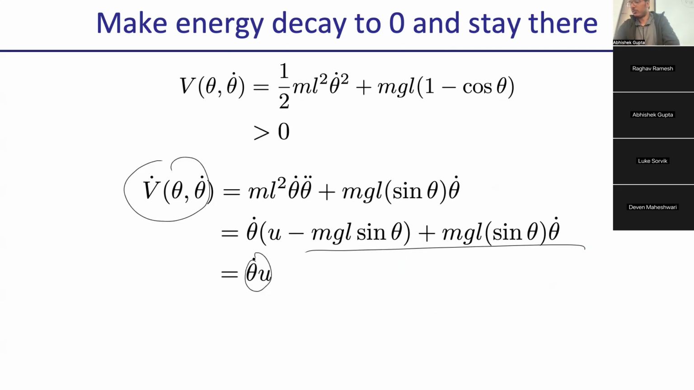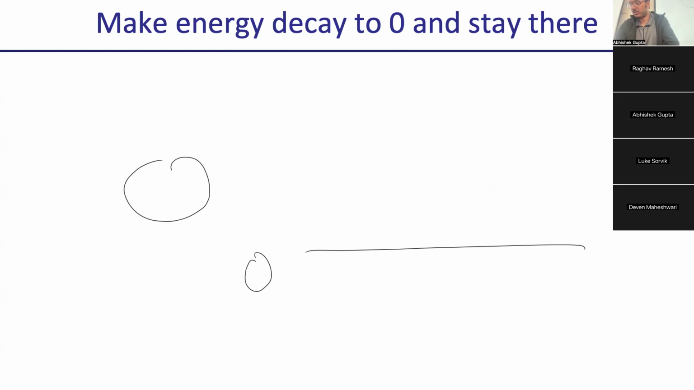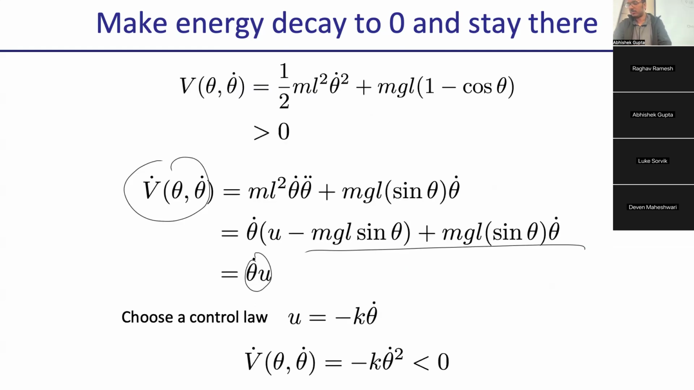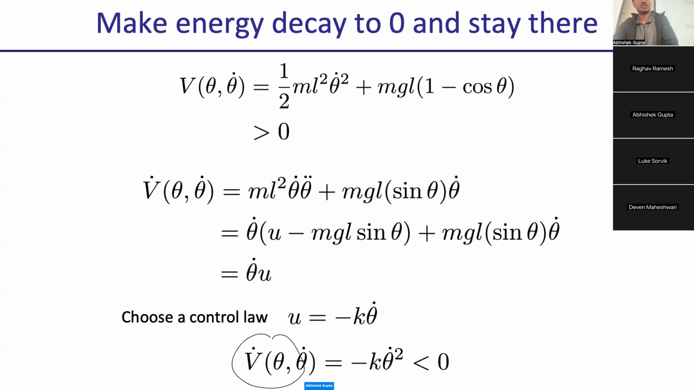Now if you set u equal to minus k theta dot, you can show that V dot, which is the gradient of energy, is minus k theta dot squared. Theta dot squared is always positive, k is positive, which means that minus k theta dot squared is always negative. Which means your system is always reducing its energy. You can think of V dot as which way the energy is going. If you feed the control law in as minus k theta dot, you can show that the energy is always reducing, and you know that energy is always non-negative.